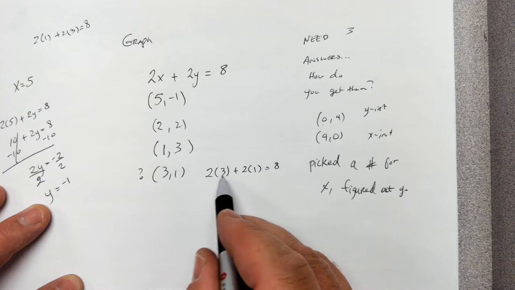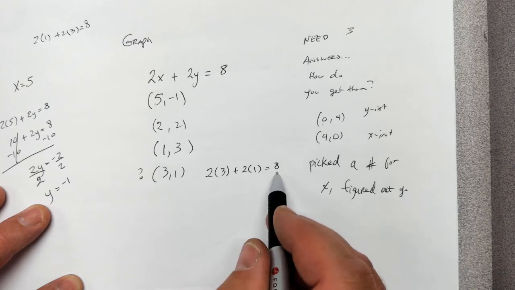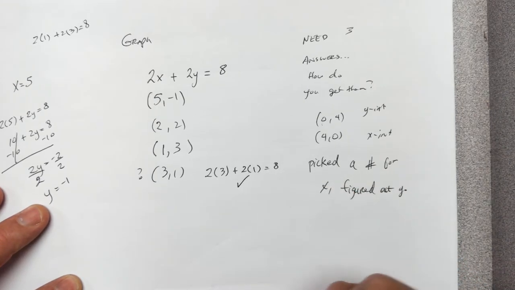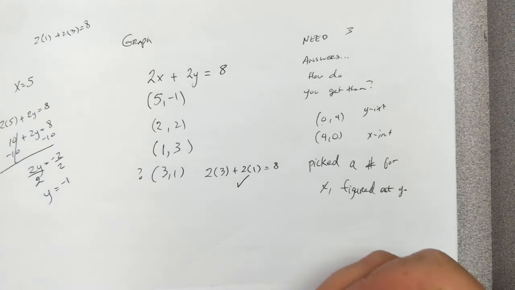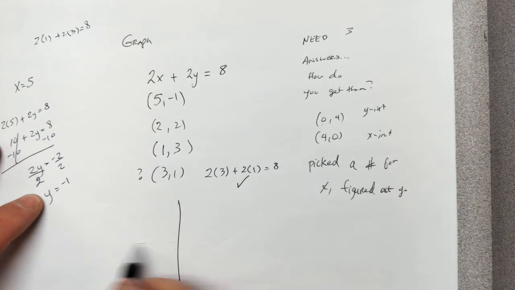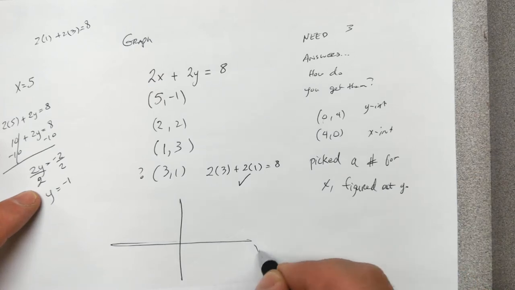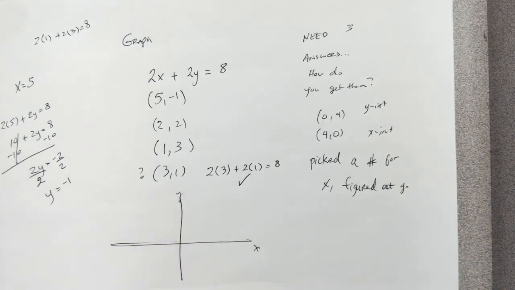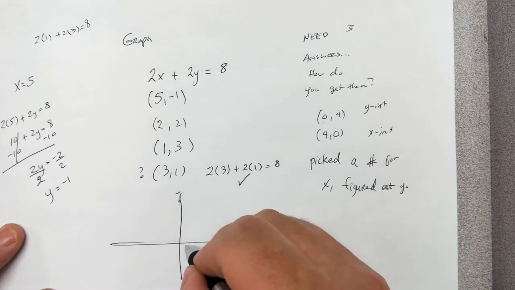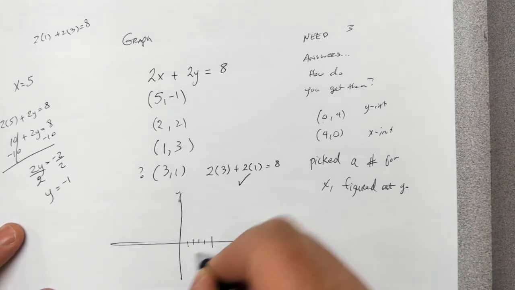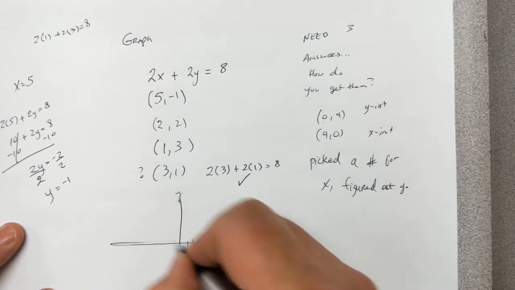So that's 6 plus 2. I think you're right. You know what the only thing you can mess up after this is? Counting. X goes this way and Y goes this way, so you just don't count wrong and you're good. So 1, 2, 3, 4, 5. 1, 2, 3, 4, 5.